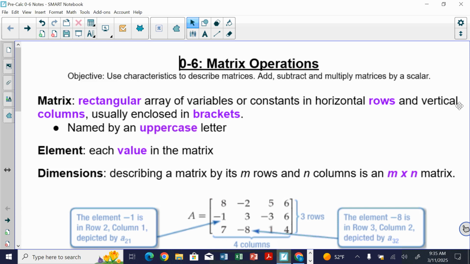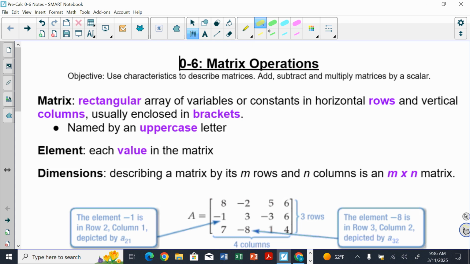Okay, let's talk about matrix operations. So we're getting into chapter 6. This is kind of a lead in for matrices, maybe just to review some things if you talked about them last year. I really don't know if you did, but to kind of review some things about them, and then we can extend on that. So this is technically 06, section 0 for matrix operations. Okay, let's get to it.